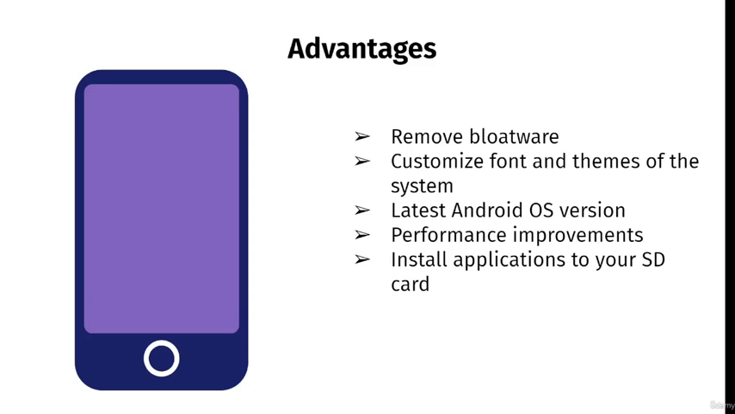So we can remove bloatware. Now what is bloatware? Bloatware is basically a type of software that comes pre-installed on a device, installed by the manufacturers. Different manufacturers modify the stock Android and launch their own Android OS variant. In that, the manufacturers install their applications, which is known as bloatware. So once we root the phone or the device, we are able to remove the bloatware.